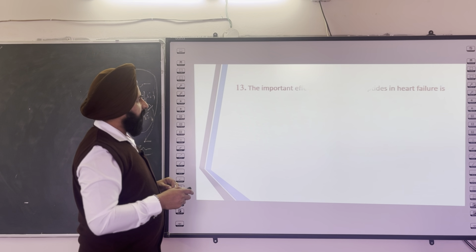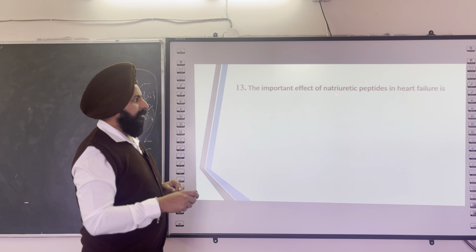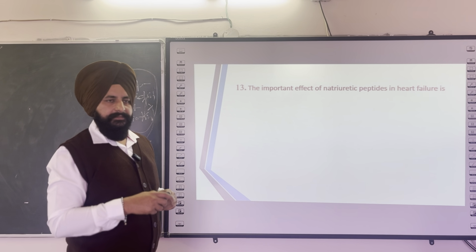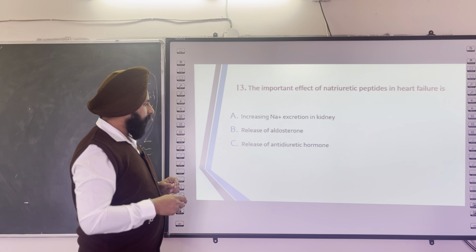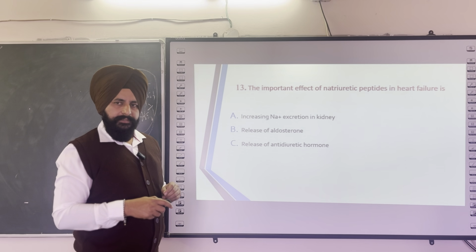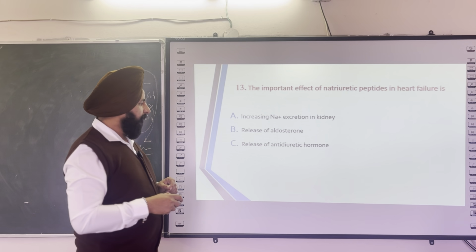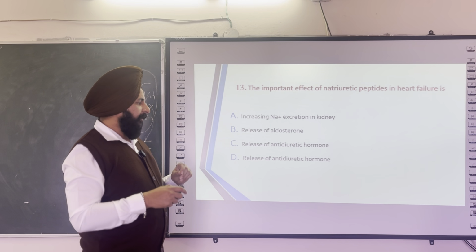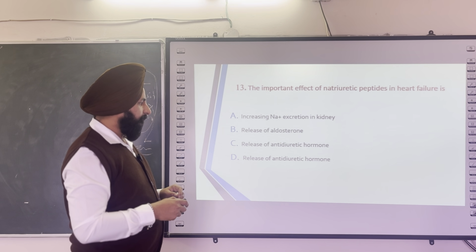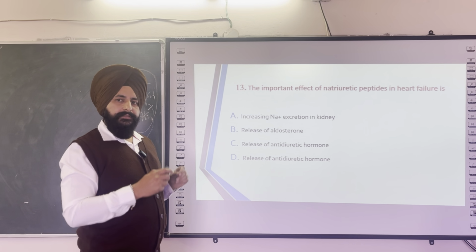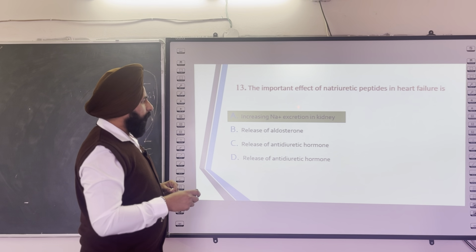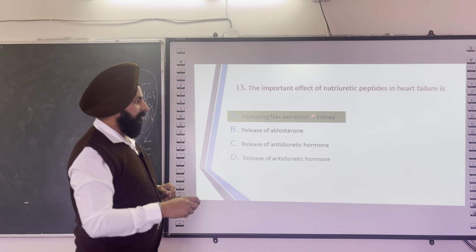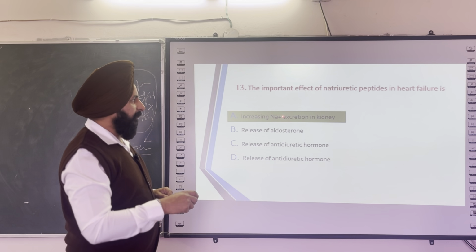Next question for this GPAT series: the important effect of natriuretic peptide in heart failure is. Options are: increase sodium excretion in the kidney, release aldosterone, release antidiuretic hormone ADH, vasopressin, and release antidiuretic hormones. Now the correct option for this question you can choose very fast. The correct answer is increase sodium excretion in the kidney. So this is very important.